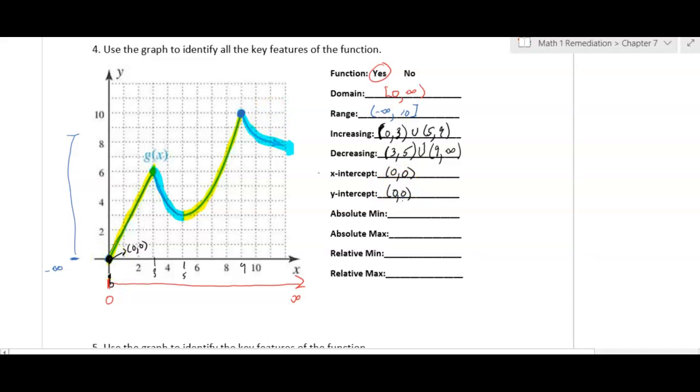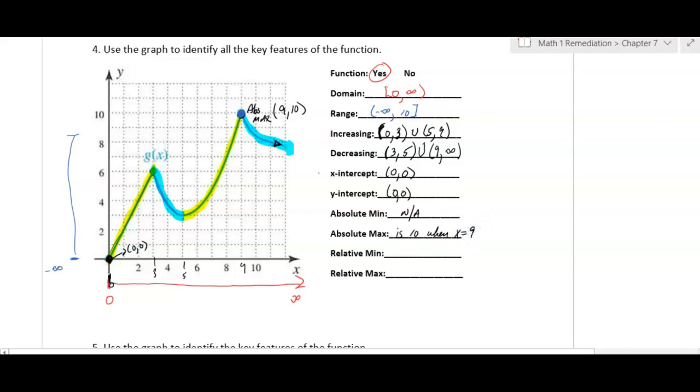Is there an absolute min? No, there isn't, because the graph continues going down forever and ever. So there is no absolute min, but it does have an absolute max. That absolute max is at the ordered pair (9, 10). So we say the absolute max is 10 when x is 9.